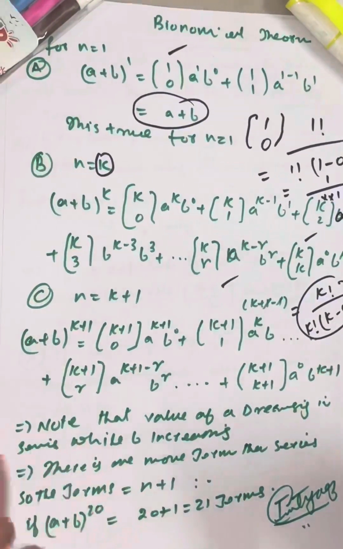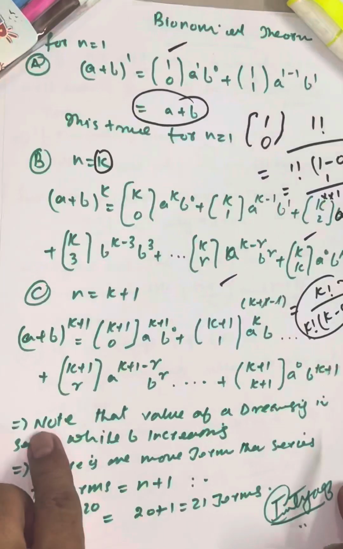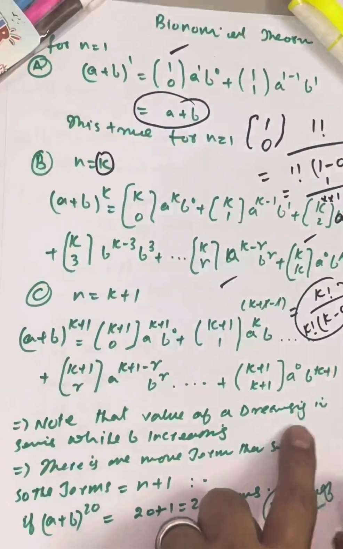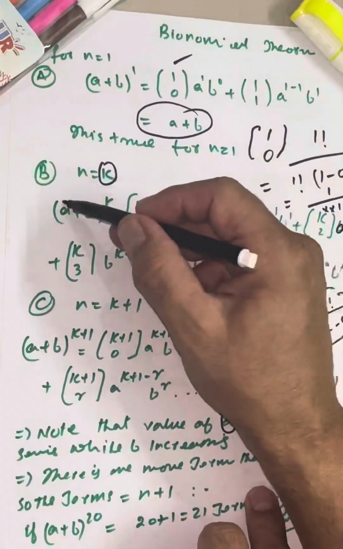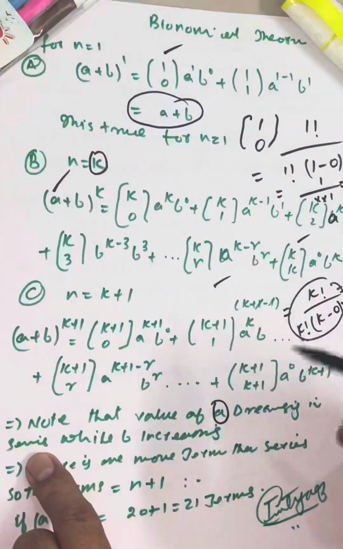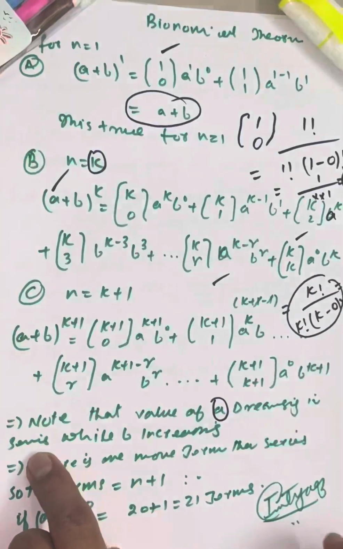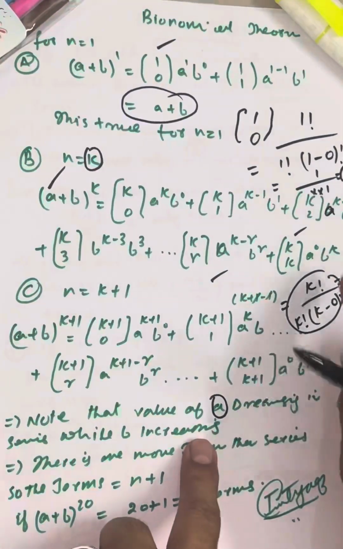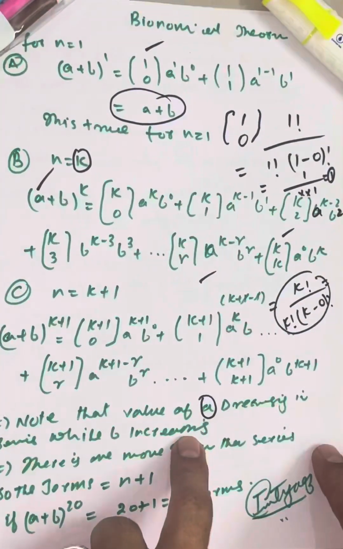There is something special in the series. What is it? Note that the power of a, the first term, is decreasing in the series, while the power of b is increasing, which I told you in the last slide.